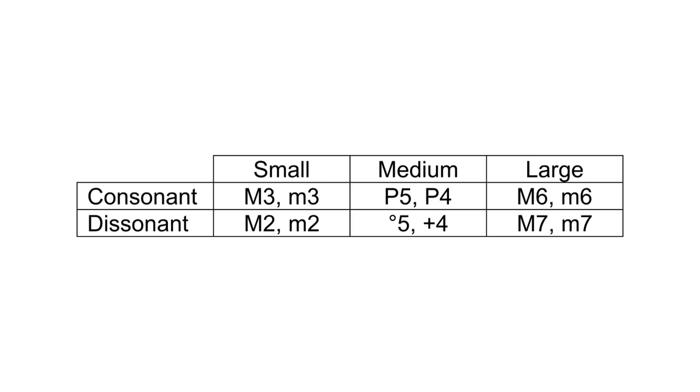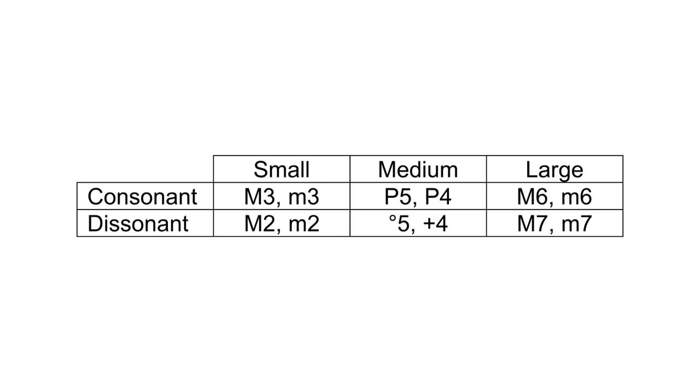The consonance and dissonance of intervals combined with their musical sizes puts their sound into perspective. Seconds and thirds are small intervals, fourths and fifths are medium intervals, and sixths and sevenths are large intervals. This is summarized in this table.